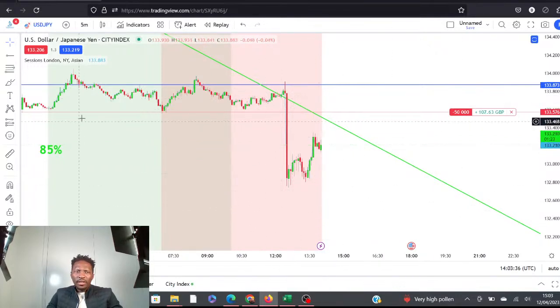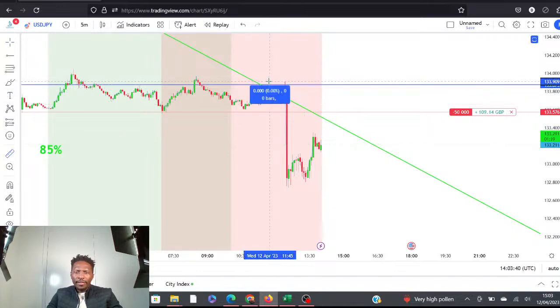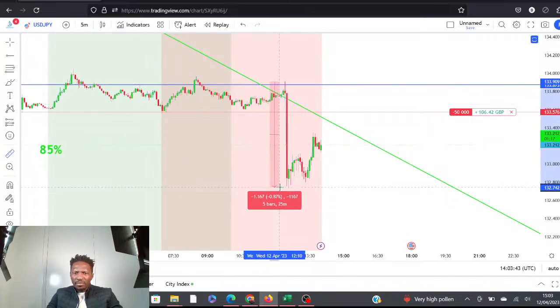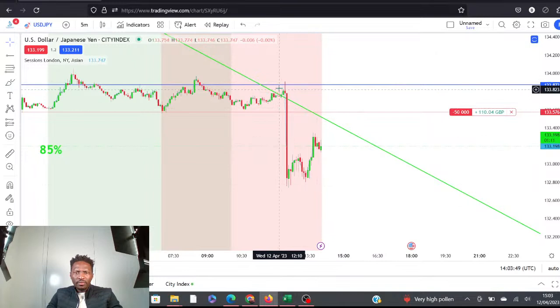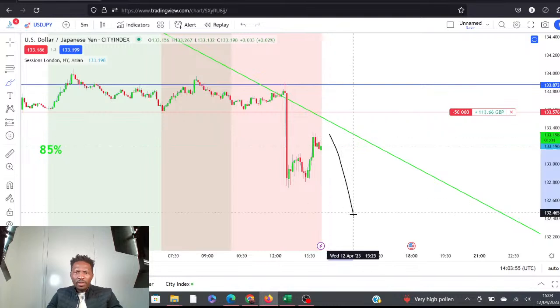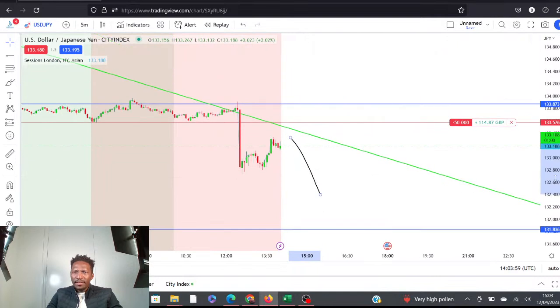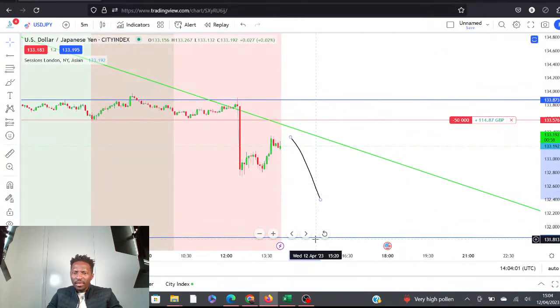Yeah, this is a correction after the 117 pips fall that we had at 130, which was apparently due to the CPI that came out worse than expected. So impulse leg, corrective pattern. The next move that's coming is another impulse leg to the downside. Hopefully that's going to be close to where I intend to take my profit, which is somewhere down here.